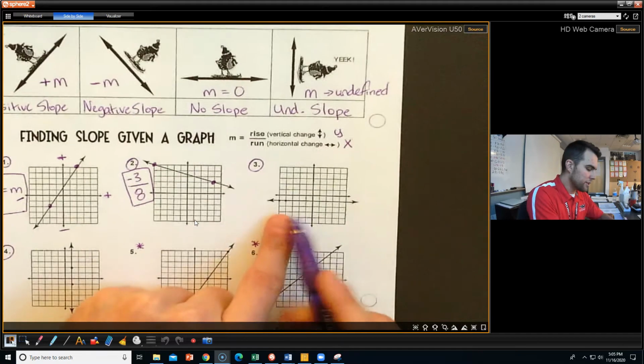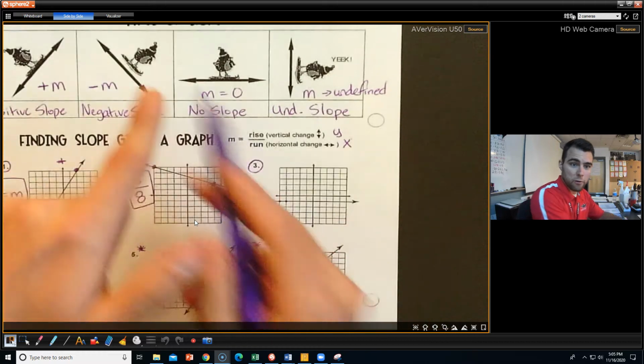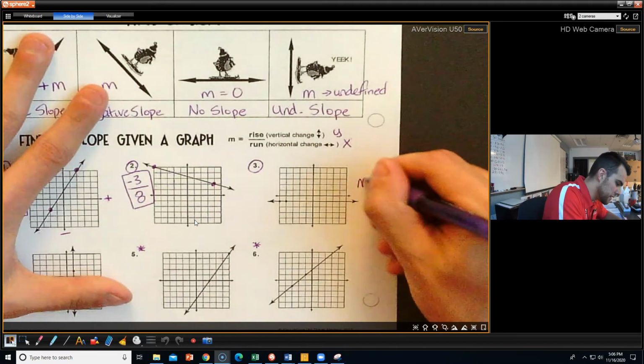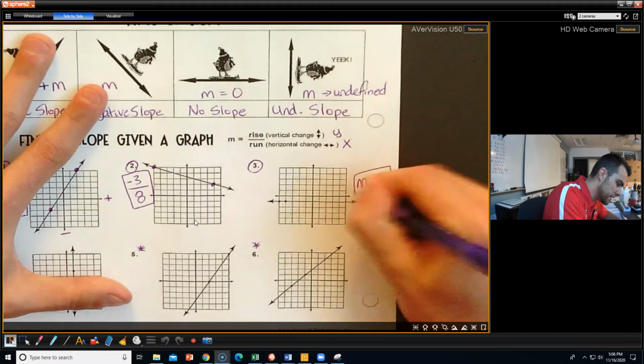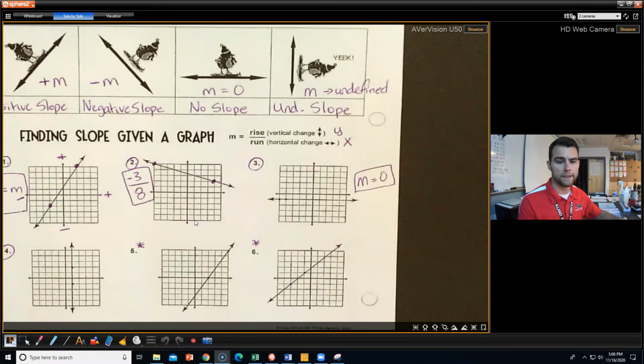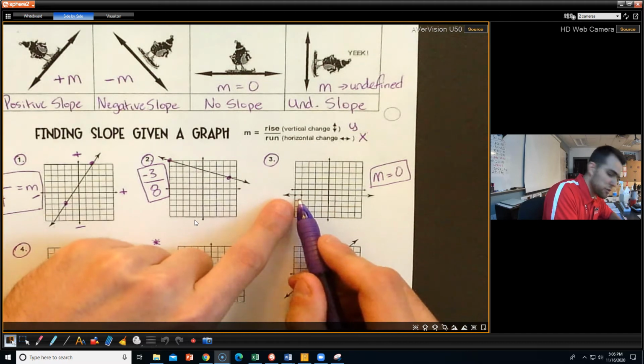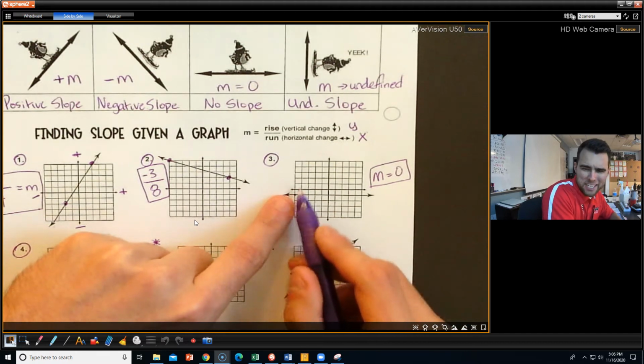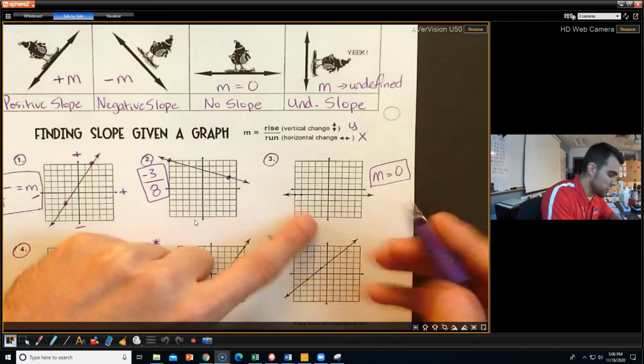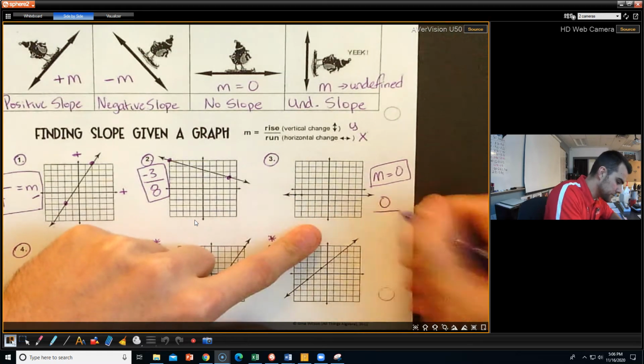Let's look at number 3 real quick. We just have a horizontal line. If it's a horizontal line, this one's really easy to find. M is just equal to 0. It's done. There is no slope. And if we wanted to verify that, let's think about this. My rise, am I rising at all? I'm not. There's no rise. I'm not changing that.